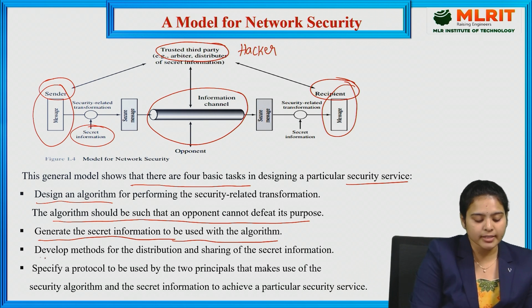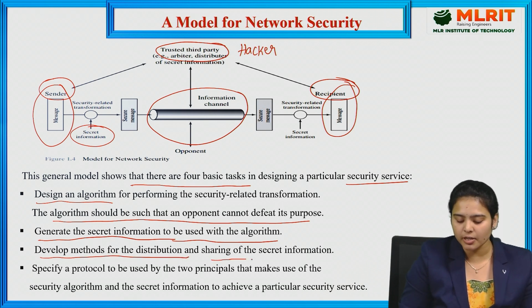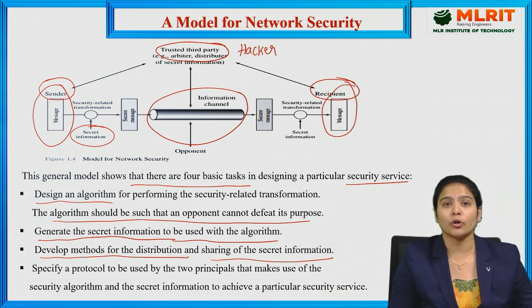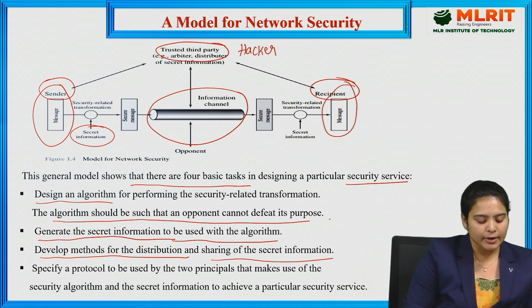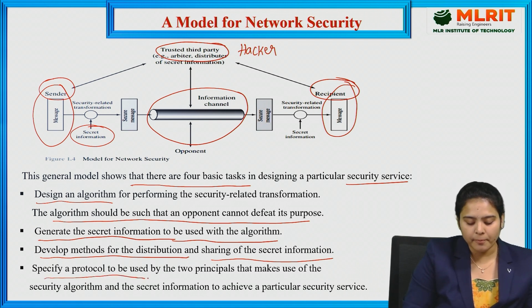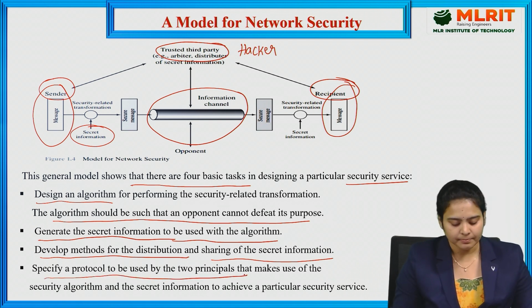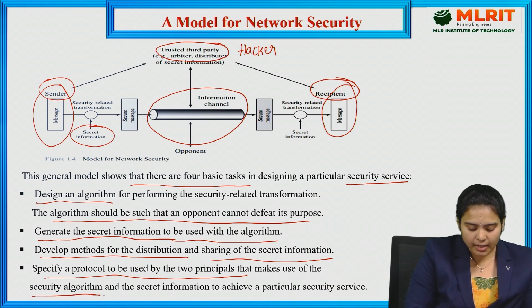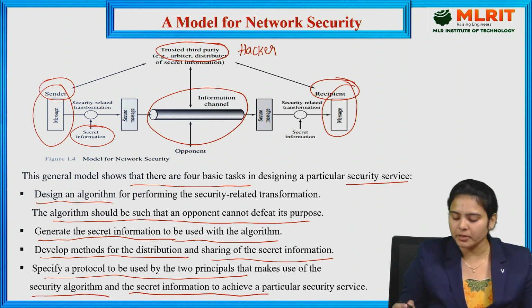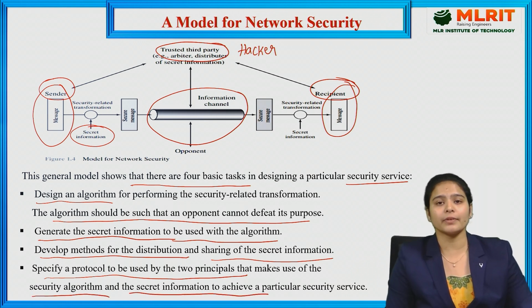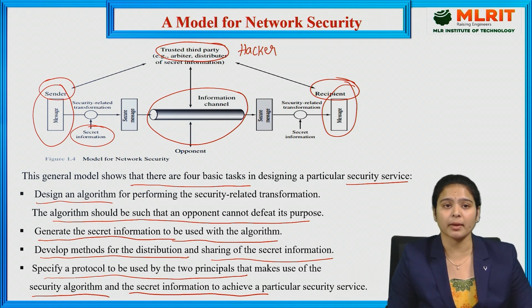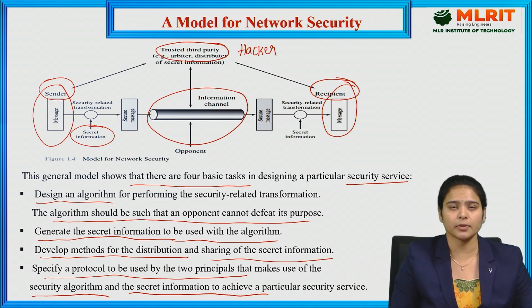It also contains the developed methods for the distribution and sharing of the secret information. They also need some developing methods while they send the information from the sender to the receiver, and to specify protocols by using these two principles, the security algorithm and the secret information. Earlier in the video we discussed security services, security mechanisms, and the OSI security structure. These three also come in the part of the model for network security.